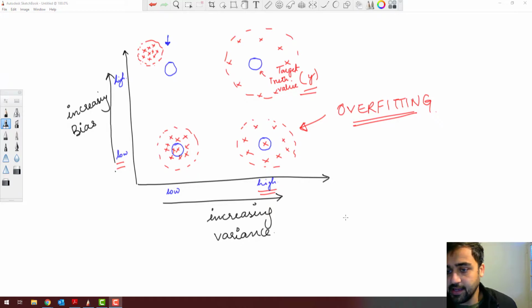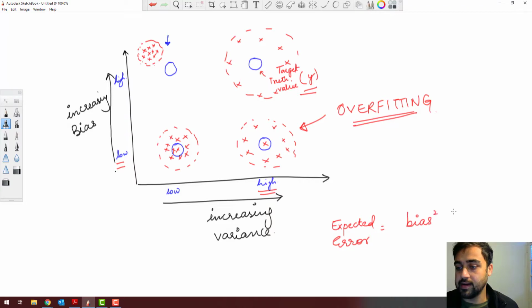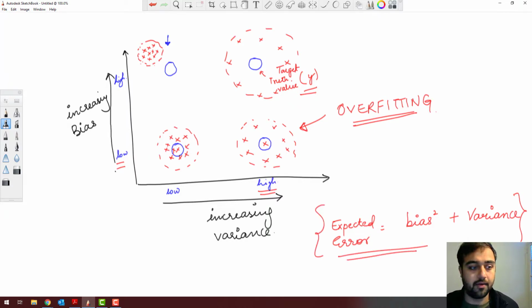So from this, we basically get to a formula where we define our expected error as bias square plus variance, right? We'll discuss and stress more upon this formula later on.